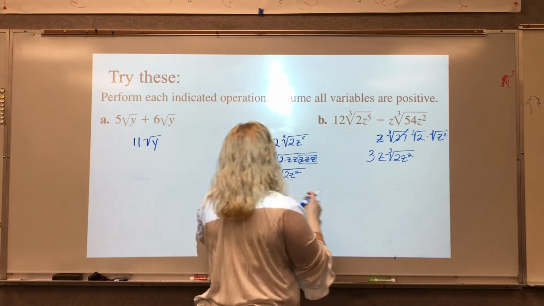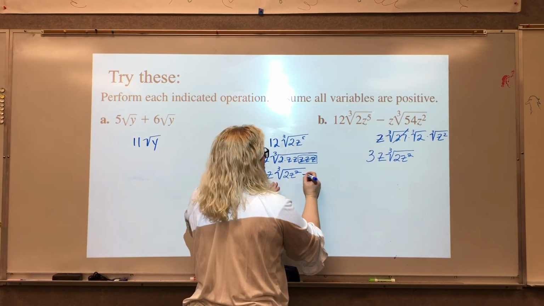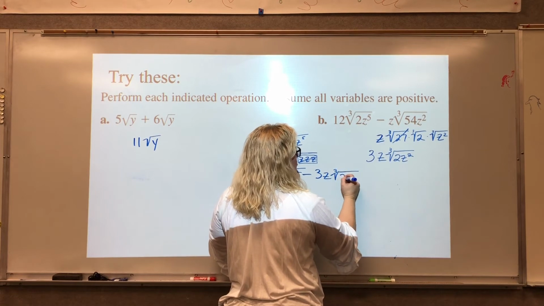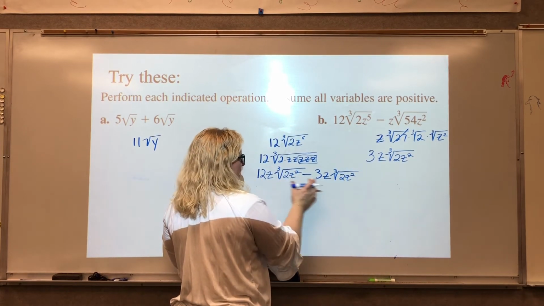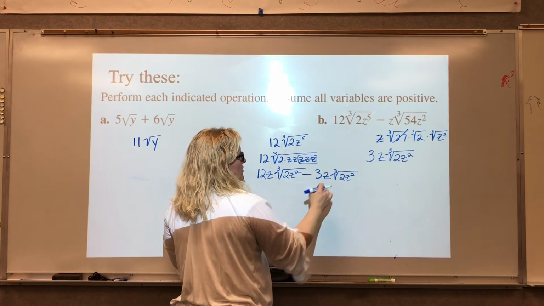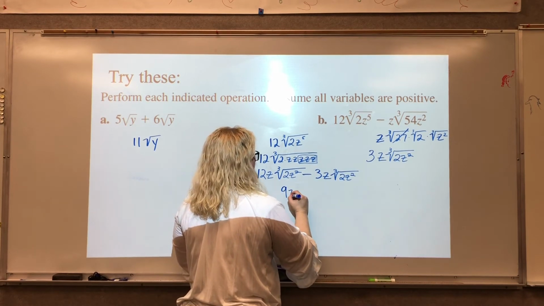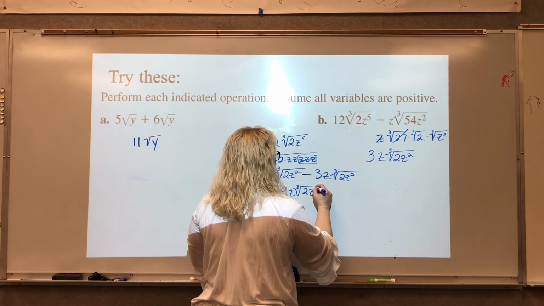So now look what I have: 12z times the cube root of 2z squared minus 3z times the cube root of 2z squared. So that part right here, the z with the radical, are the same, so I can just do 12 minus 3 is 9z times the cube root of 2z squared.